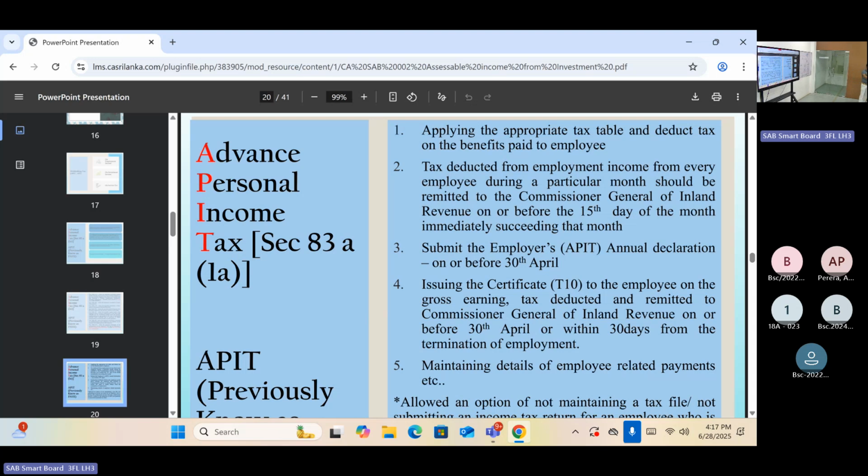Now, actually, till last year, it was the practice that we had to obtain the T10 certificate and submit it to the tax authority, confirming our claim.